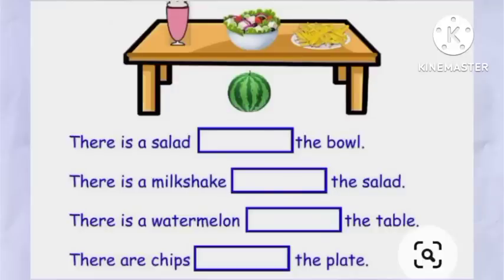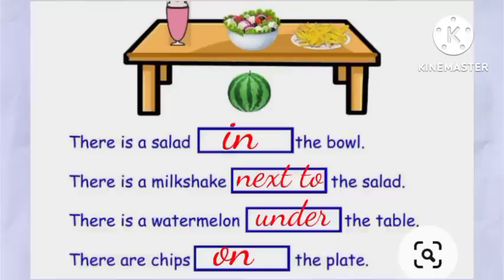Still with the table, there are milkshake, salad, chips, and watermelon. So, there is a salad in the bowl. Very good. Then, number 2, there is a milkshake next to the salad. Number 3, there is a watermelon under the table. Then the last, there are chips on the plate. Well done.